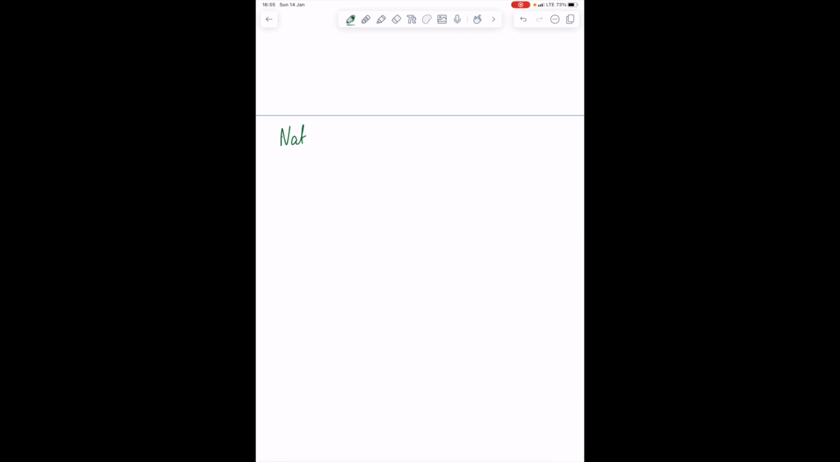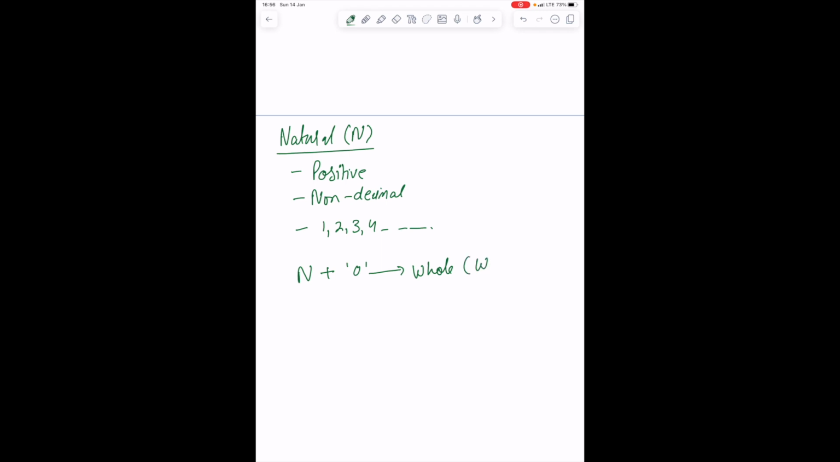So natural numbers, as represented by capital N, have two basic characteristics. First, they are positive values, and second, they are non-decimal in nature. When we say non-decimal in nature, they have no decimal points, and the best examples can be 1, 2, 3, 4 and so on. Now if we take this set of natural numbers and we add the digit 0 to it, what we get is called whole numbers. These whole numbers are represented by capital W.